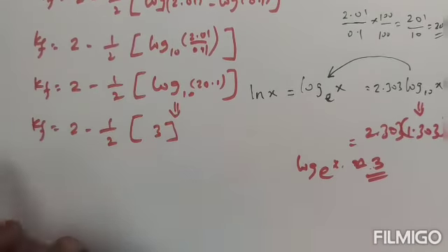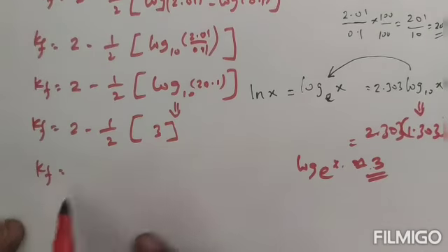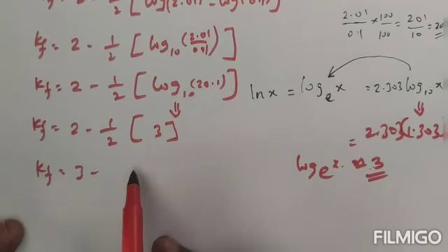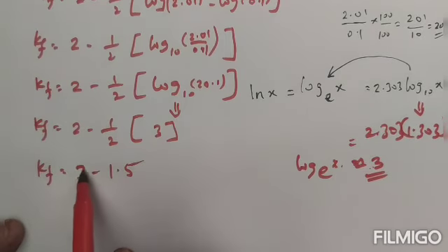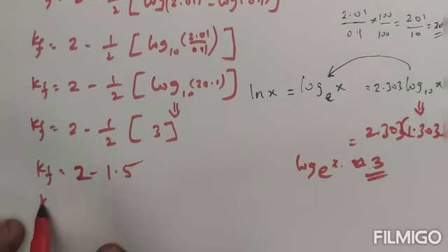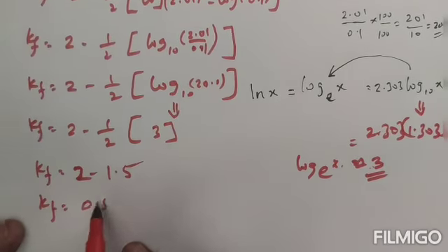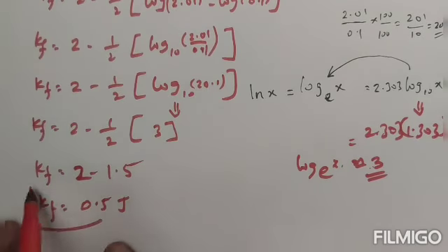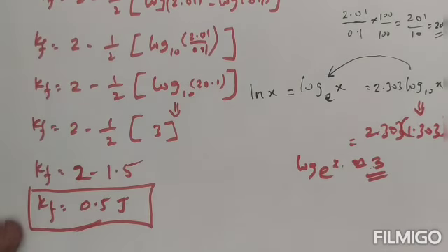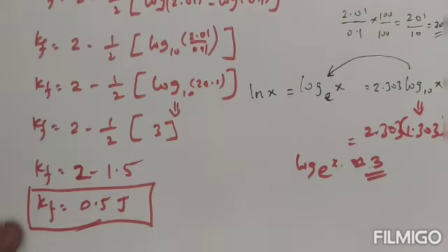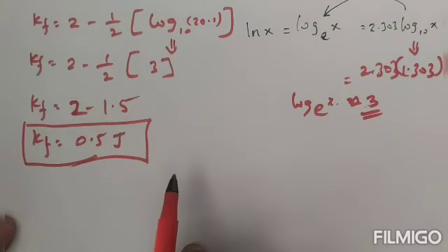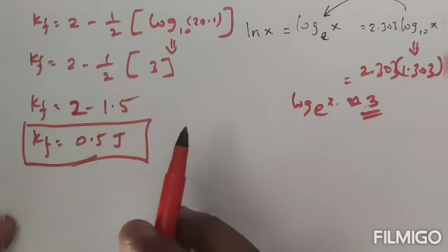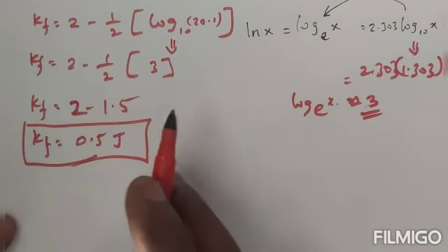So now Kf is equal to 3 minus 1 by 2 into 3, that is 1.5. So this is 2, so 2 minus 1.5 is equal to 0.5 joule. This is the final kinetic energy. Because it is a frictional force, its kinetic energy is reduced from 2 to 0.5.